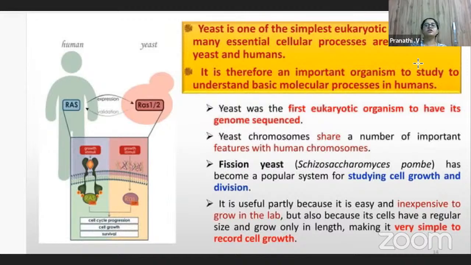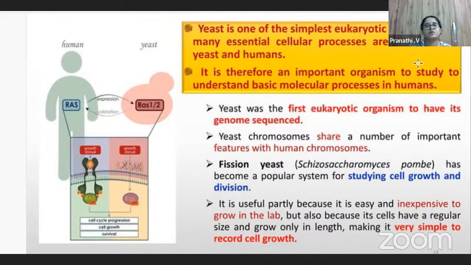So yeast was the first eukaryotic organism whose genome was sequenced. At the same time, when you compare the genome of yeast and humans, and you have found that there is a lot of similarity, you can study diseases pertaining to human beings in the yeast and use it as a model. So we have certain species such as Schizosaccharomyces pombe, which is a fission yeast. It is a popular model for studying cell growth and cell division.